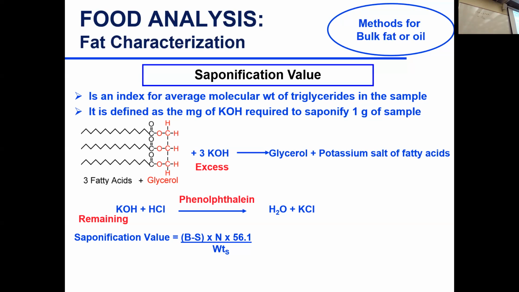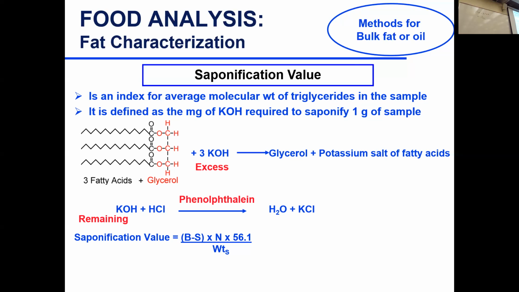Do we use 3 moles of KOH because there's going to be 3 moles of fatty acids? Yes, 1 mole to 3 moles. That's a very important observation, and it's important for the exercise we'll have next, because you have 3 fatty acids. 1 mole of triglyceride reacts with 3 moles of KOH and will give you 1 glycerol and 3 potassium salts of fatty acids. Okay, so with that in mind, now we titrate the excess with HCl.